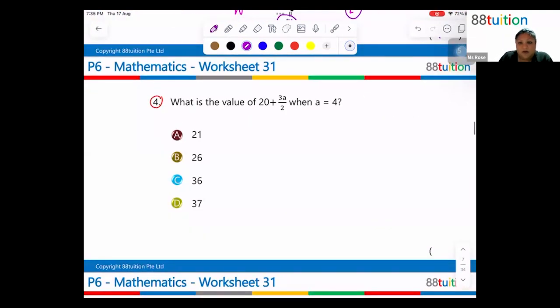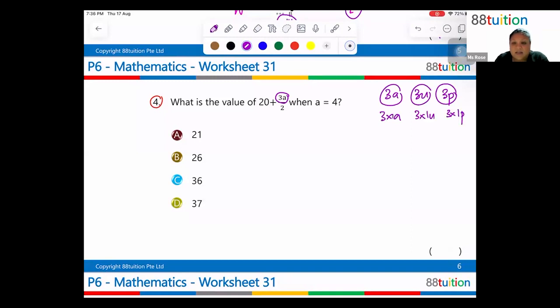Okay, so question number 4. Basically, you need to know what this means. 3A, 3 units, 3 parts, they all mean the same thing. It means 3 times A, 3 times 1 unit, 3 times 1 part. Okay, they all mean the same thing. So that means 20 plus 3 times 4, since A is 4, divided by 2, to give me 20 plus 12 divided by 2, which is the same as 26.